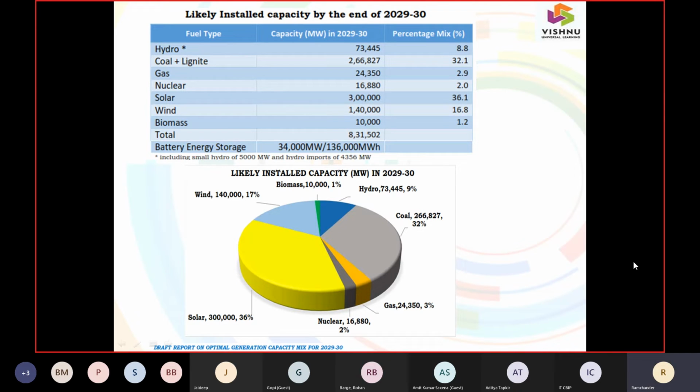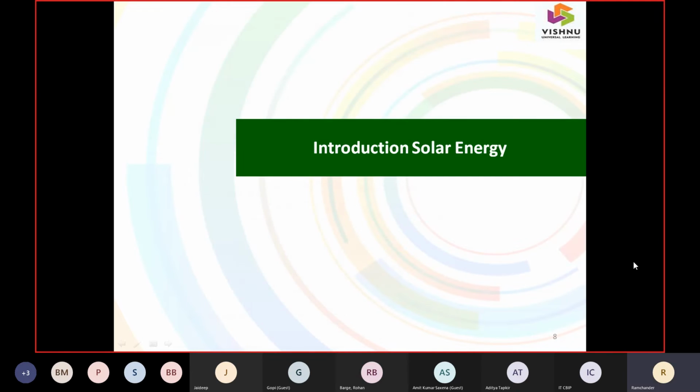Yeah, this was the forecasted demand by 2030. Yeah, coming to the solar energy. Most of the participants may be aware of the general information. What is solar energy? Generally, we can see solar energy every day.